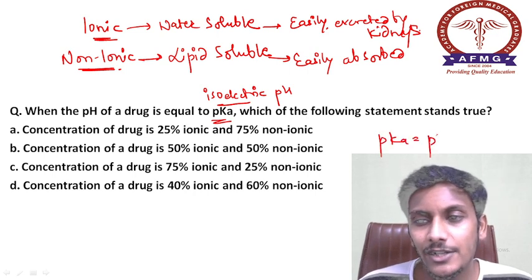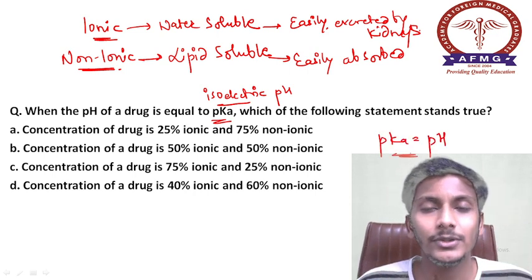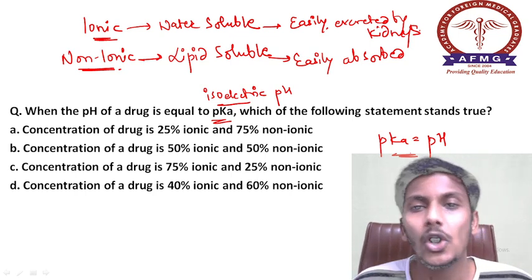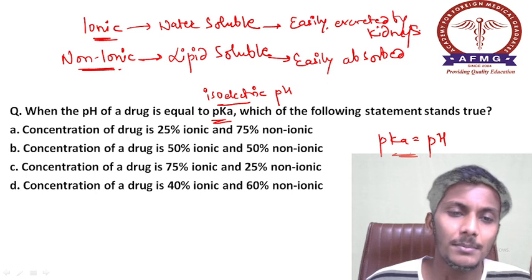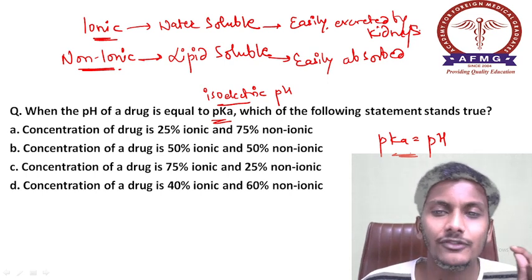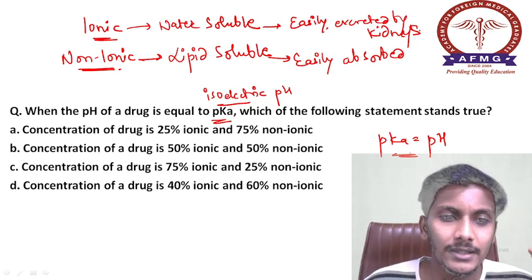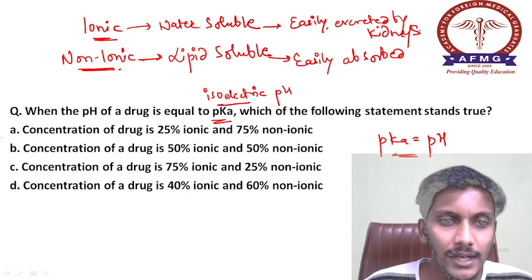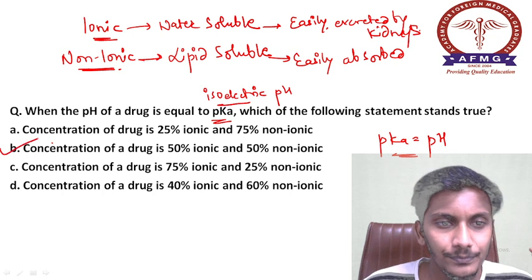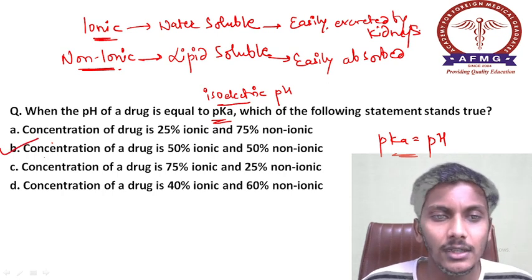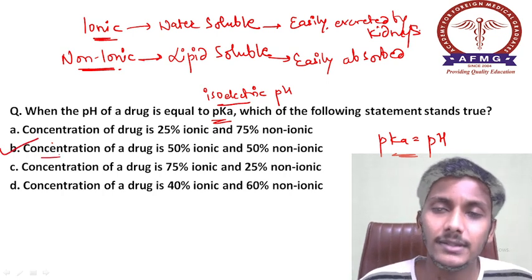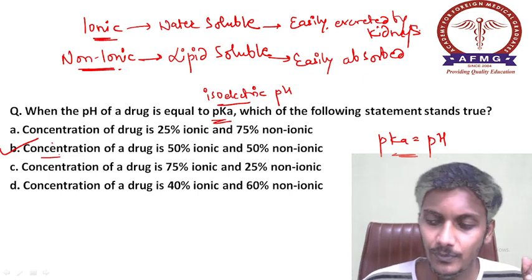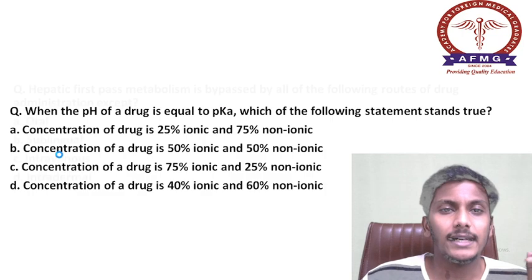where the drug dissociates 50% into ionic form and 50% into non-ionic form. ठीक है? So please remember, pKa is that pH of a drug where drug dissociates into 50% ionic form and 50% non-ionic form. Very much important. Okay. So the answer is option B over here. The concentration of a drug is 50% ionic and 50% non-ionic at the pKa pH. Okay. Moving further, guys, now.